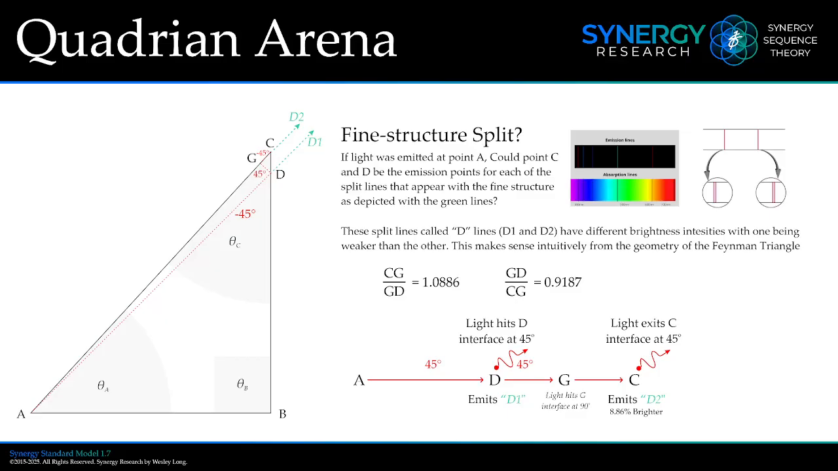At bottom, the sequence describes what happens. 1. Light emitted from A hits D at 45 degrees, emits D1. 2. It continues, hits G at 90 degrees, reflects. 3. Then hits C at 45 degrees, emits D2. The geometry suggests that this three-phase journey, 45 degrees, 90 degrees, 45 degrees, encodes energetic imbalance and photon phase difference, perhaps even spin orientation or polarization. And that's not just poetic, that's Pauli-level physics re-emerging from pure geometry.